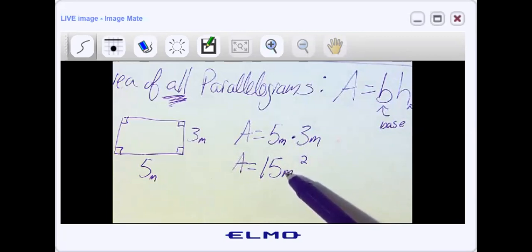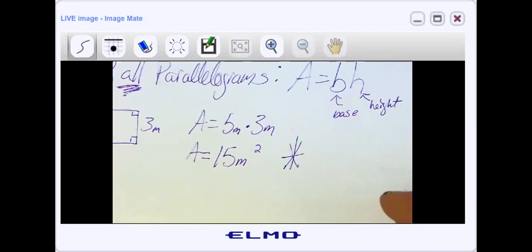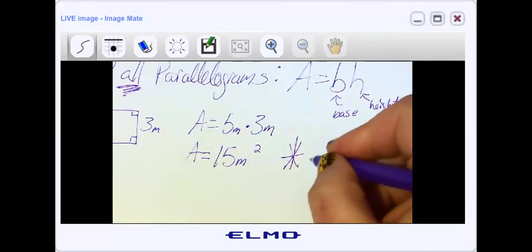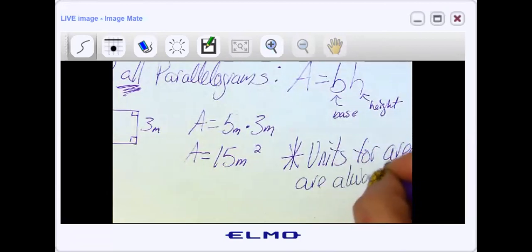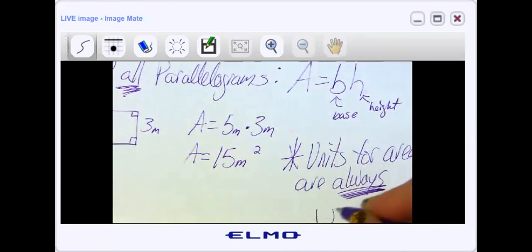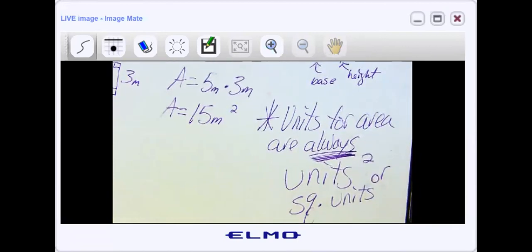It's not just make-believe. I know I'm jumping around a lot today, but while we're talking about the units, let's make sure we note that units for area are always units squared, or square units. So you can write it either way. Units squared or square units, that's personal preference.